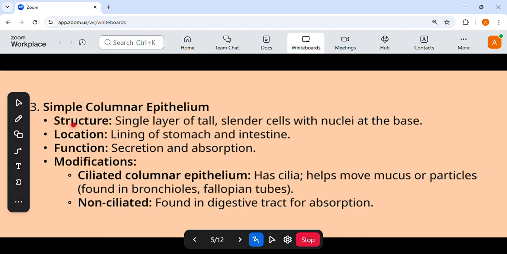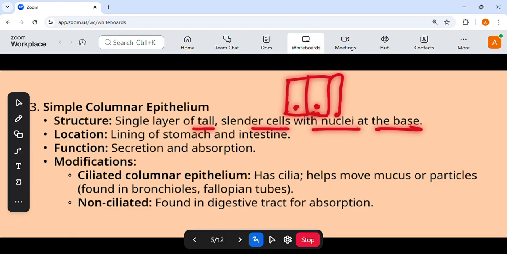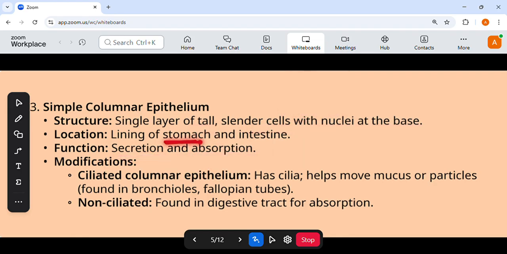Secretion is also included. The third type is simple columnar epithelium, the name itself, columnar. So here the shape of the cell will be tall, column ki tarah, pillar shaped. They are cylindrical cells with the nucleus at the base. Tall hai aur cylindrical shape hai aur nucleus base pe present hai. Clear? Again, their function is secretion and absorption, where we find this columnar epithelium in the lining of the stomach and intestine. इनकी lining में हमें simple columnar epithelium देखने को मिलता है.